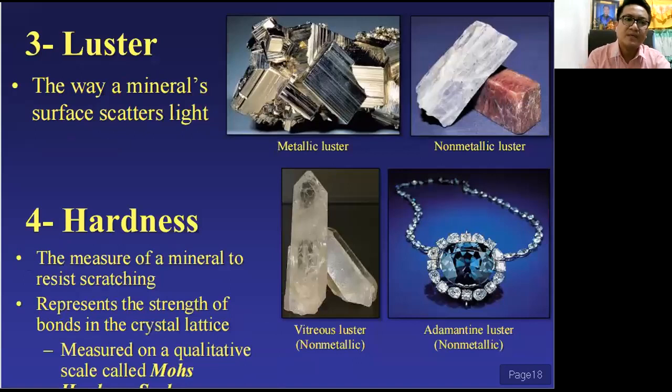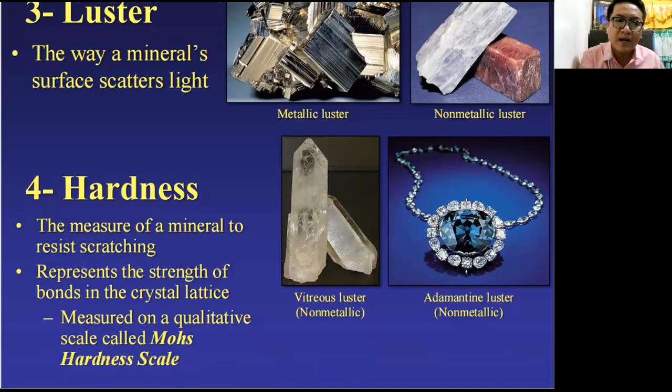luster. Yung luster po is the way a mineral surface scatters light. Ayan po. Metallic luster, makikita natin na more shiny, medyo nag-blink-blink siya. Sa non-metallic luster, ito yung mga parang waxy. Mga waxy yung luster niya. Okay po? Kasi nga non-metallic siya.